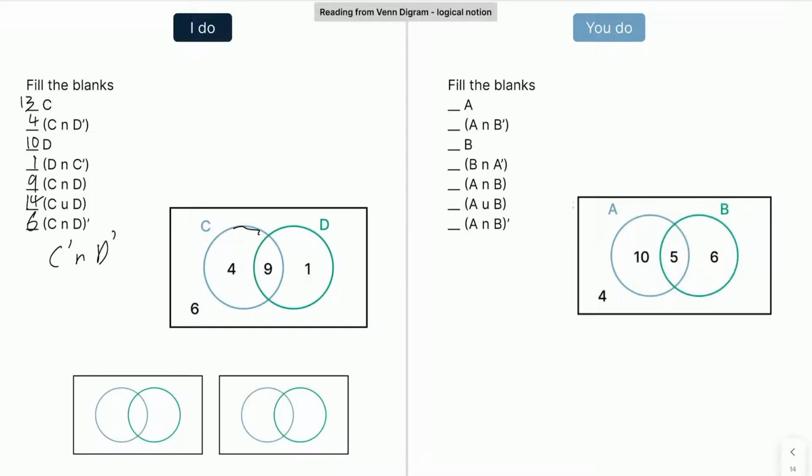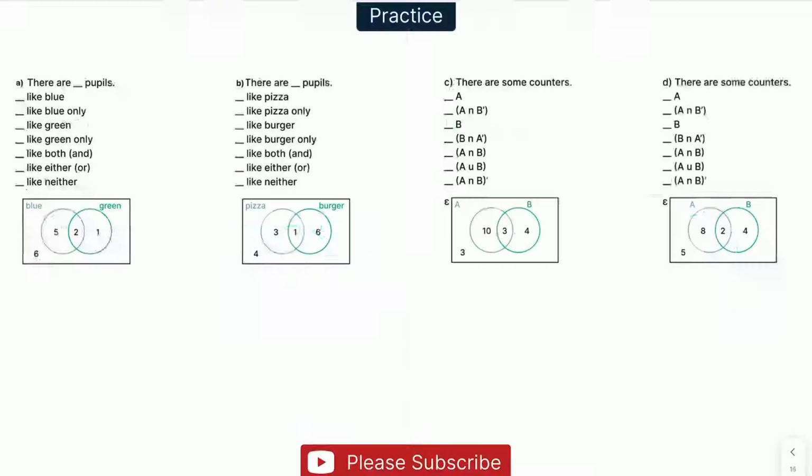So this one I'm going to go a little bit quick. A is going to be everything in the blue circle, that's 15. A and not B is the 10. B is 11. B and not A is 6. A and B is the bit in the middle, which is a 5. A or B is everything in this. That's 15 plus 6, which is 21. And A or B with the not operator at the end is a 4.